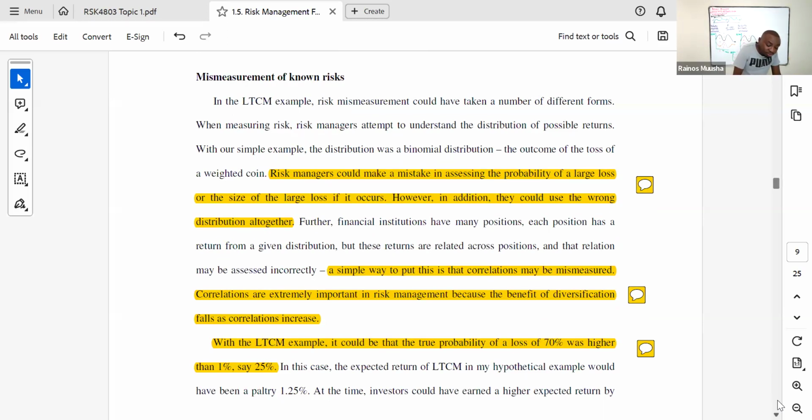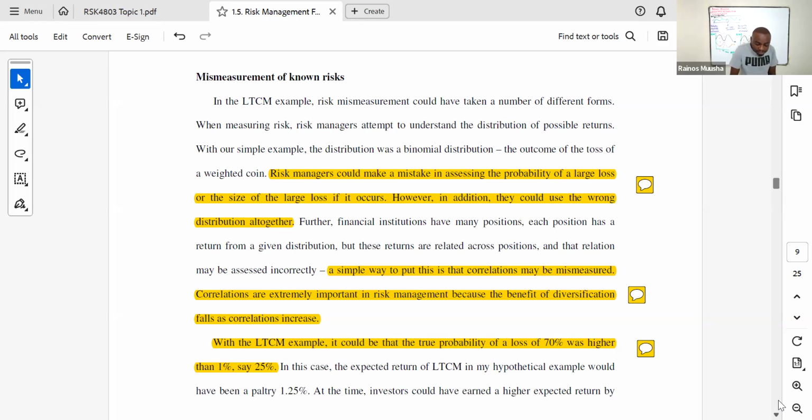And if you understate your risk exposures, you are expecting that your maximum loss should be, for example, 25 million in your portfolio. Then you end up seeing that because you mismeasured your risk, you end up suffering a loss of, let's say, 50 million. So mismeasurement of known risk can also result in risk management failures. Here they say, with the LTCM example, it could be that the true probability of a loss of 70% was higher than 1%, say 25%.